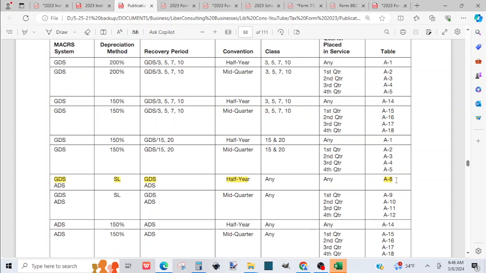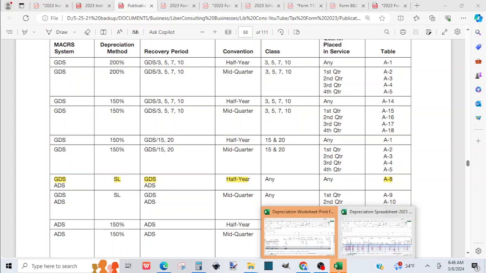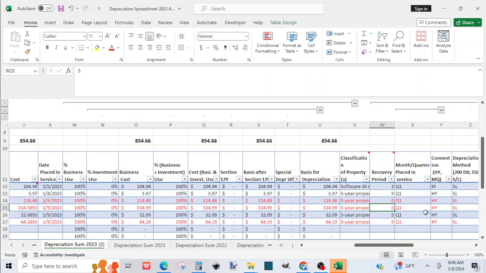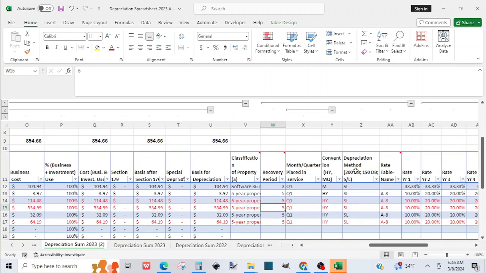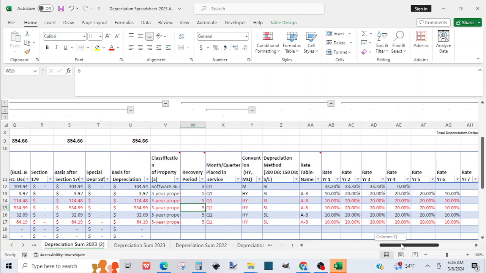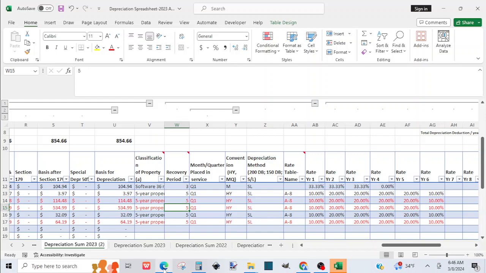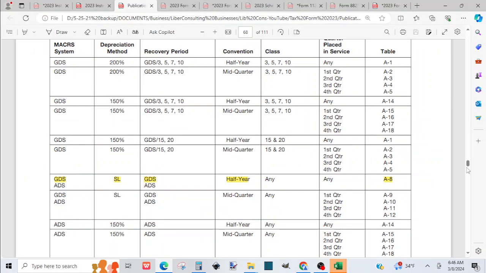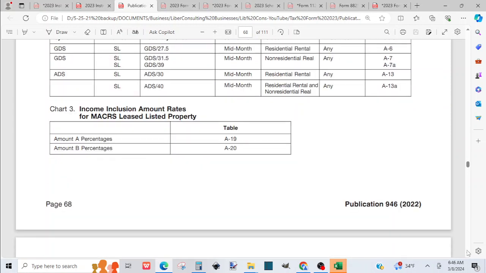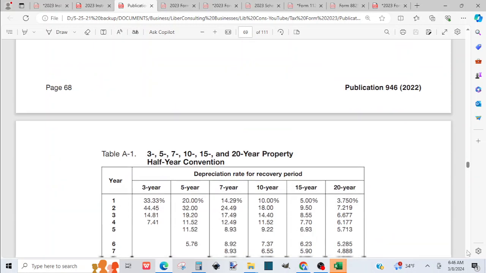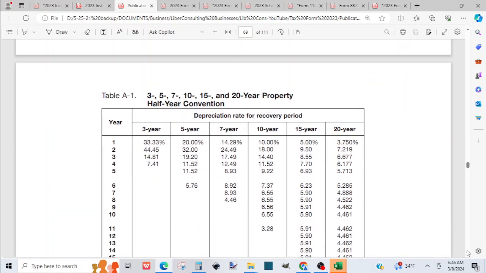So we are going to use A8. So I'm going to put that information in the spreadsheet. So we have convention half year, depreciation method straight line, rate table A8, and we'll go copy that rate table and put it in. So we'll go to appendix A. We are already in appendix A. We'll just continue looking for the A8 table.